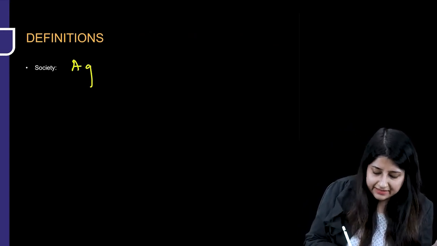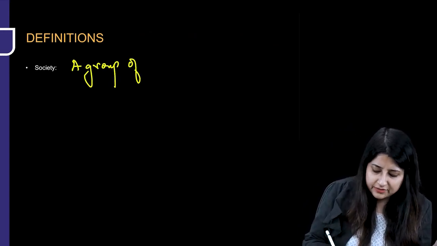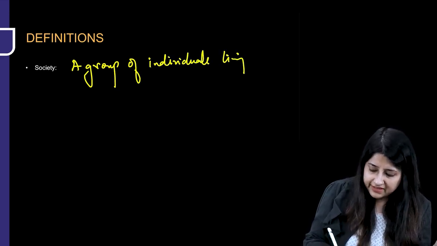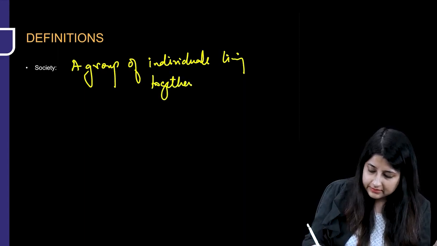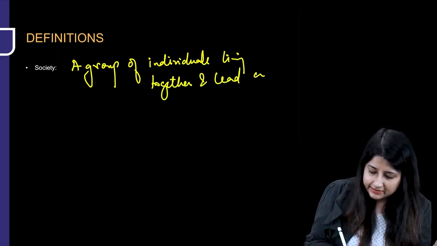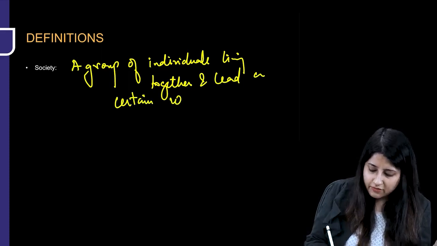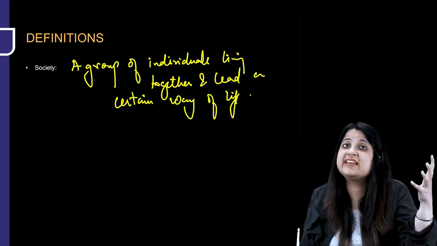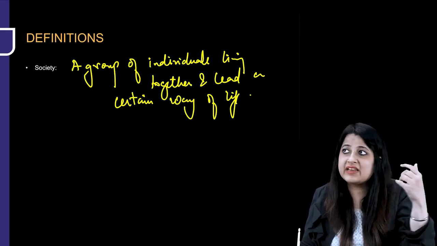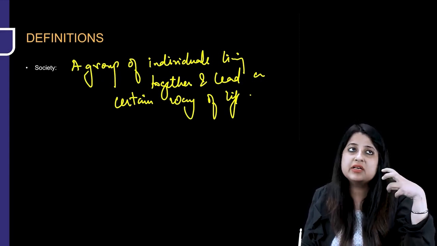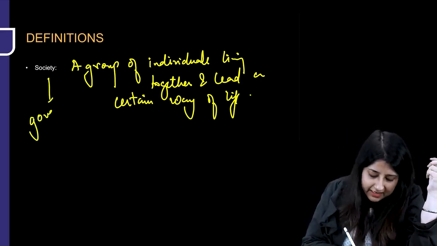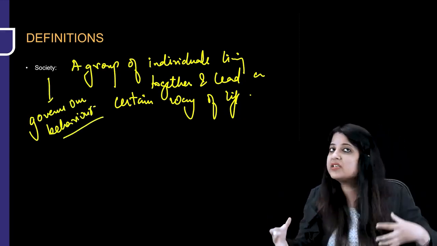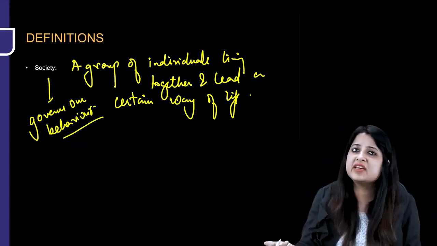So what is a society? A group of individuals living together and leading a certain way of life. That is what is a society. Why do we all have to be part of a society? Because a society always governs our behavior, okay. Like if we are not bounded by certain limitations of the society, everybody would start behaving in their own manner.